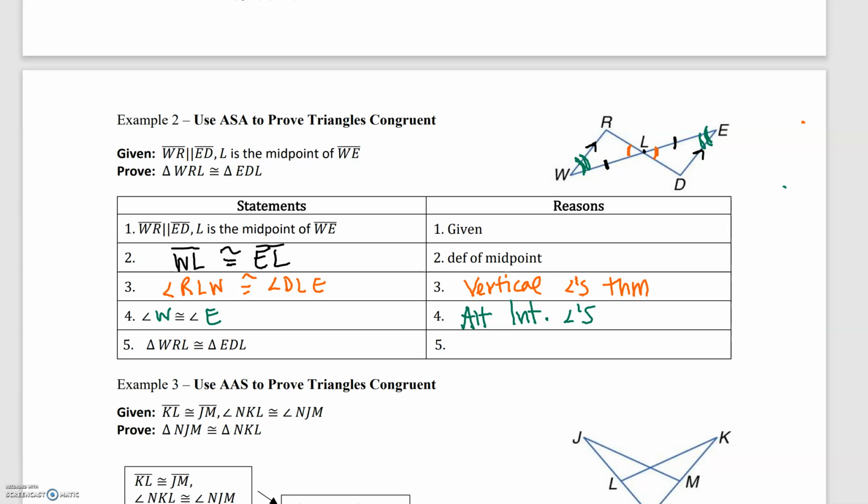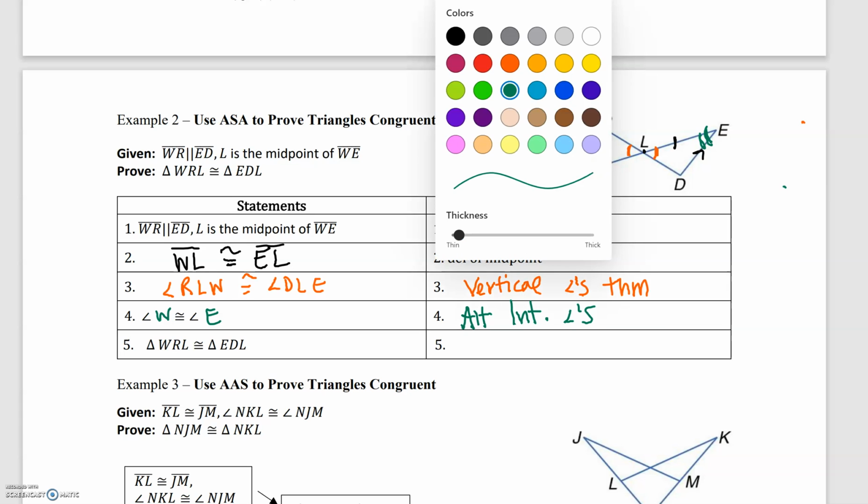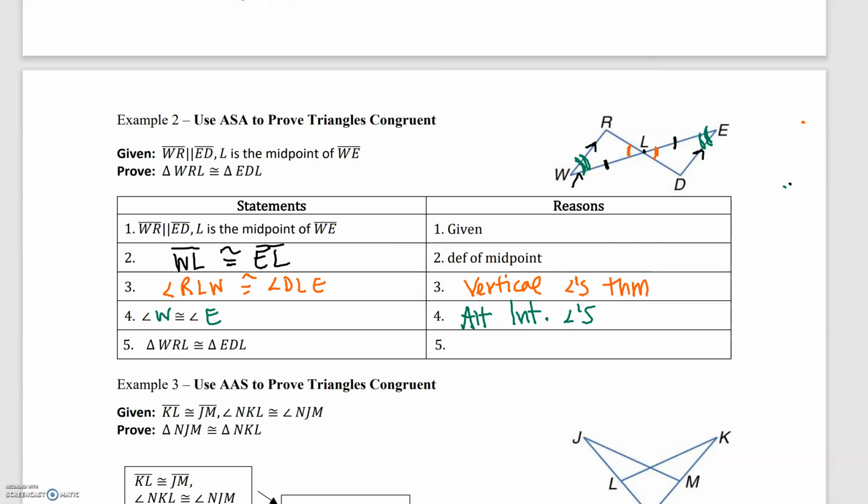And then I have congruent triangles. Let's see what I've got. I have an angle, a side, and an angle. I have an angle and a side and an angle. So ASA.